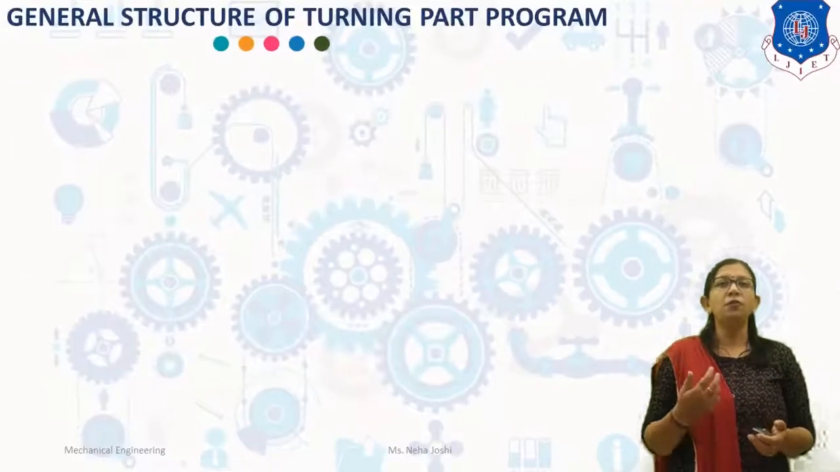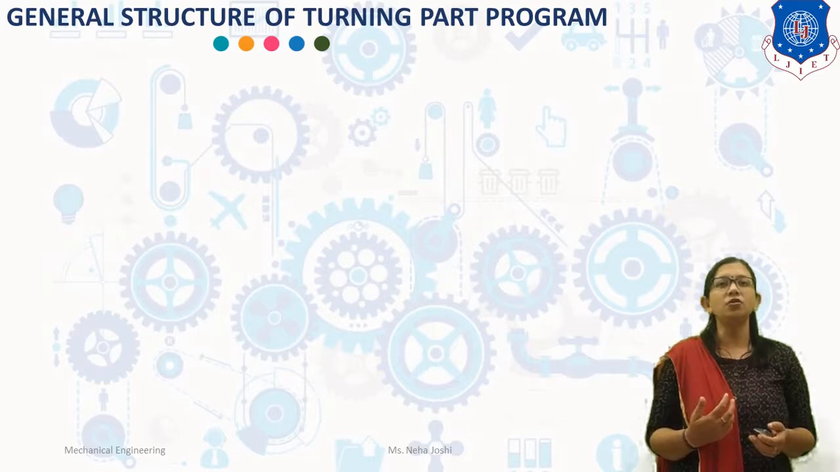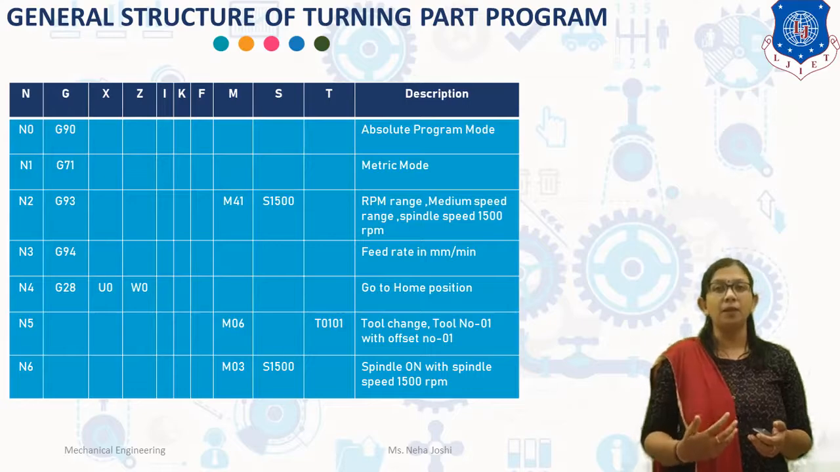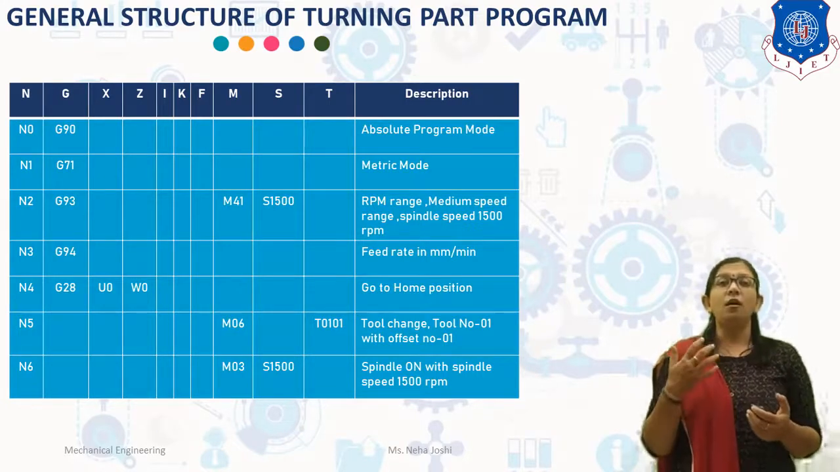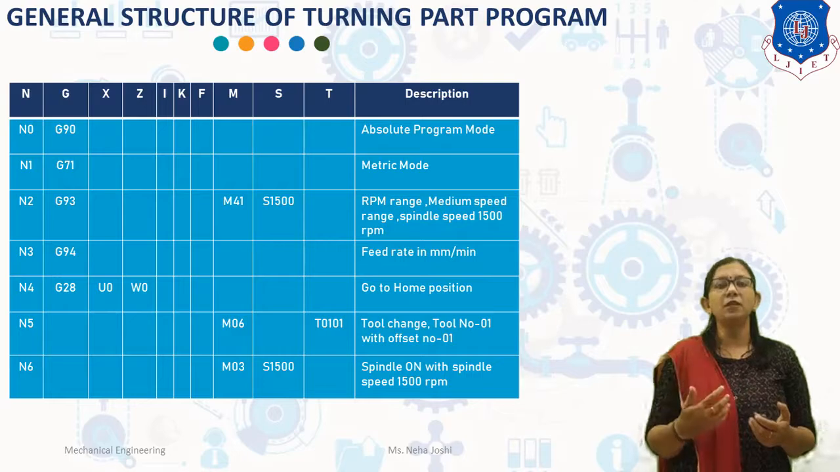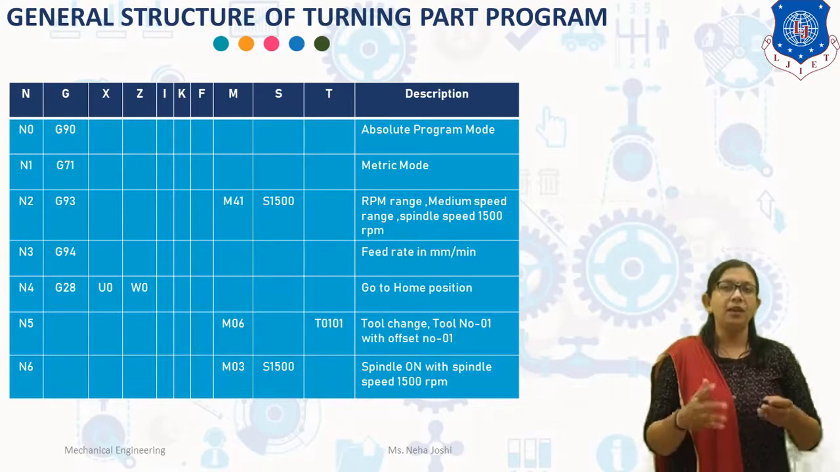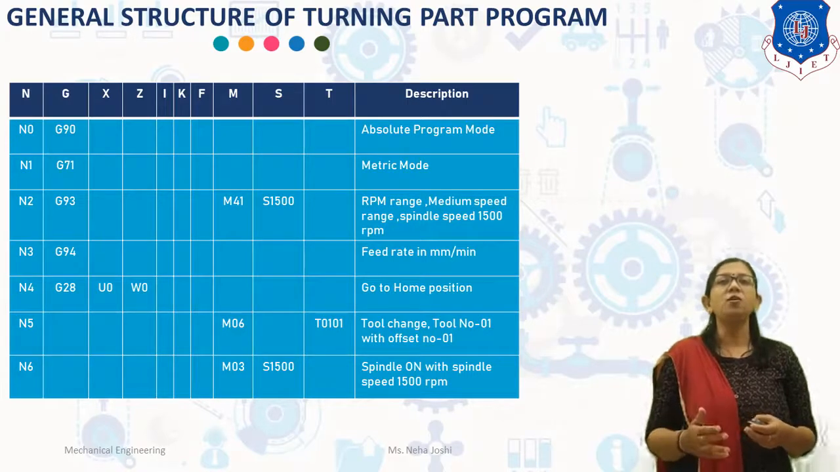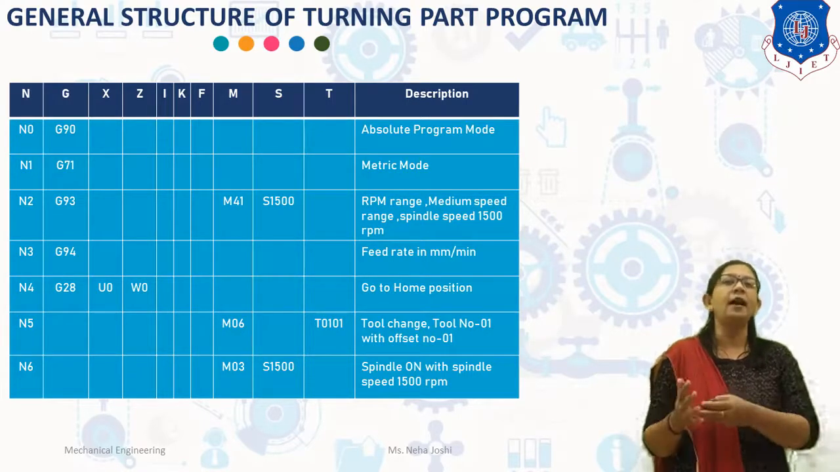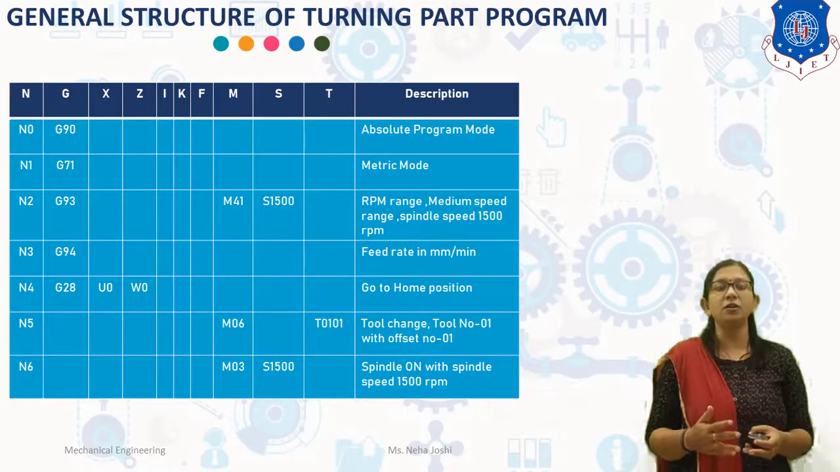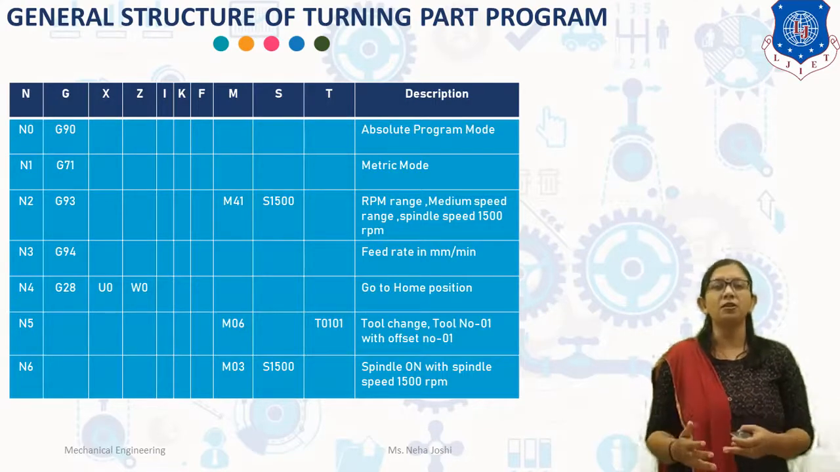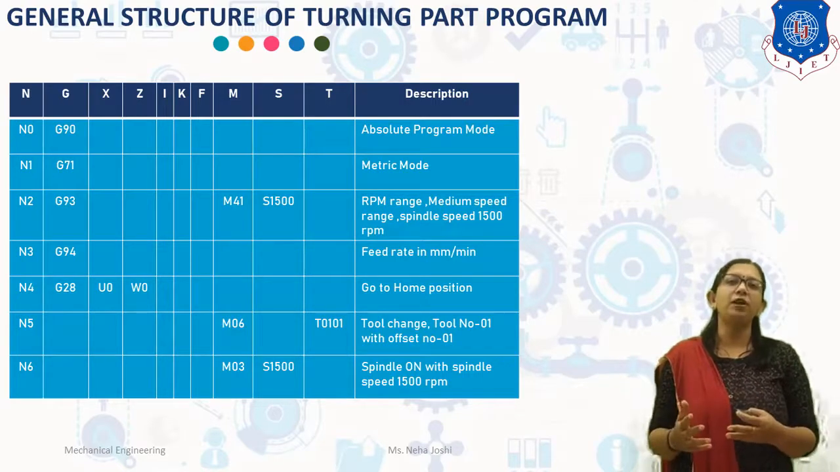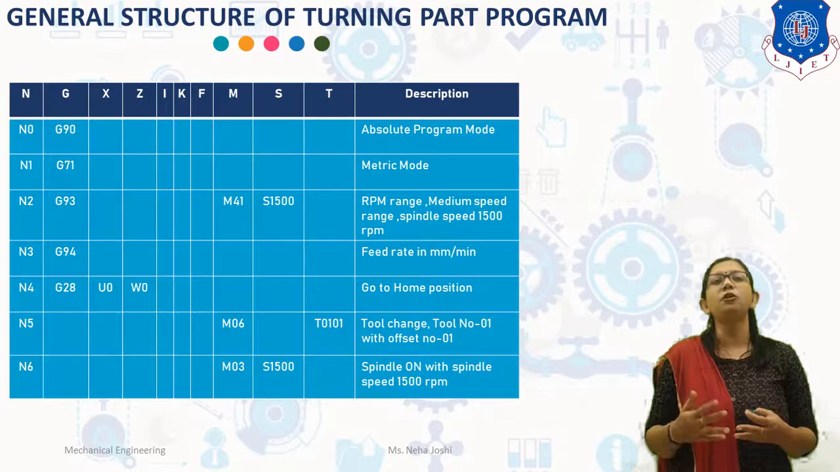Now, we will discuss the general structure of a turning part program. As you can see here in the table, first column is for the sequence number, which is designated by N. Second column is the preparatory function, which is designated by G. Next columns for X, Z, I and K are coordinate functions. F is used for feed function. M is used for the miscellaneous function. S is the spindle speed function, and T is for the tool function.